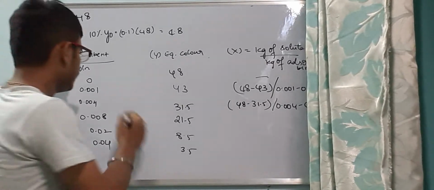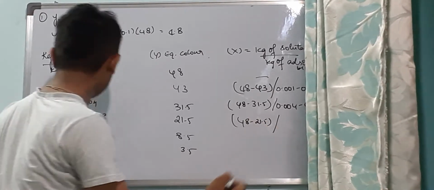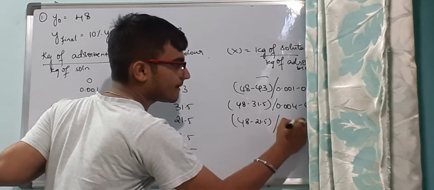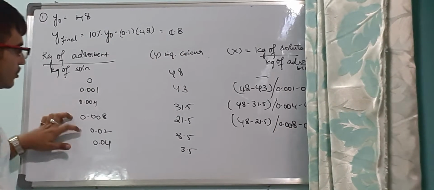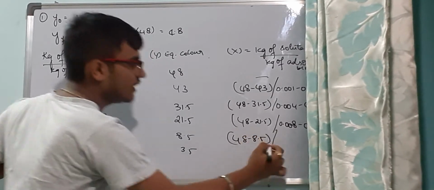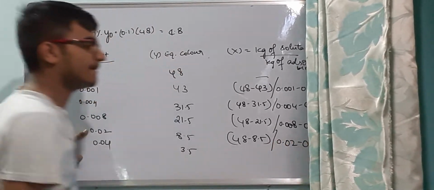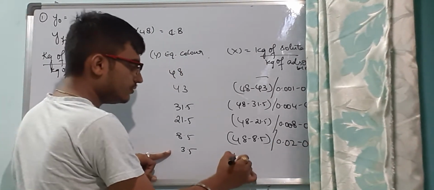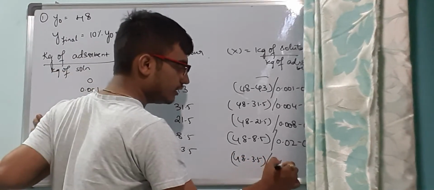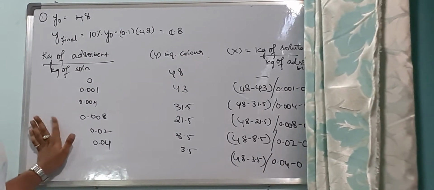Next, 48 to 21.5 it is reducing. How much adsorbent is used? 0 to 0.008. Then 48 to 8.5 it is reducing, and 0 to 0.02 is the amount of adsorbent required. The same way for 48 to 3.5. How much adsorbent is required? 0 to 0.04. So this is how you get your X values.